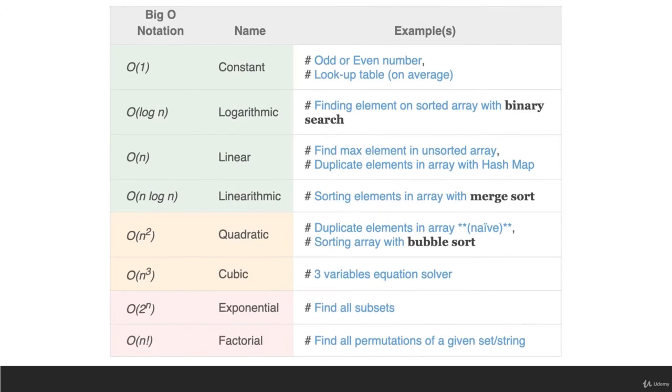Now let's have a look at some examples of worst cases of different kinds. The first one is big O of 1, that is constant, log n as logarithmic, big O of n as linear, big O of n log n as linearithmic, n square as quadratic, n cube as cubic, 2 raised to n as exponential, and n factorial as factorial. And these are some examples which are having those worst cases respectively.